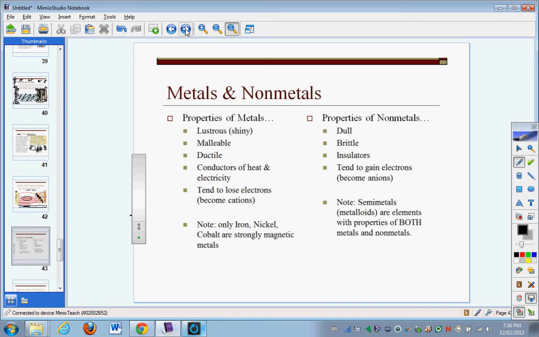The properties of metals: they're shiny. The fancy word for that is lustrous. Now sometimes they may not appear that way because they've corroded. An old penny will look dark and grungy, but if you drop it in some vinegar, it'll dissolve the grit on the outside and reveal the nice shiny brand new copper underneath.